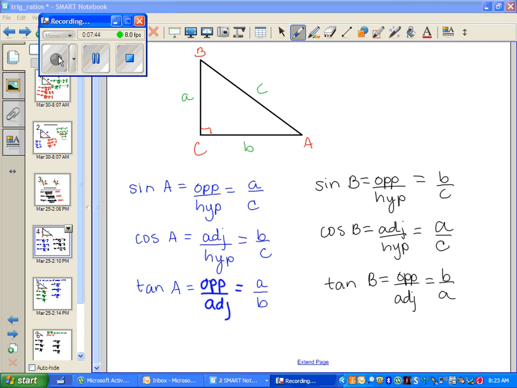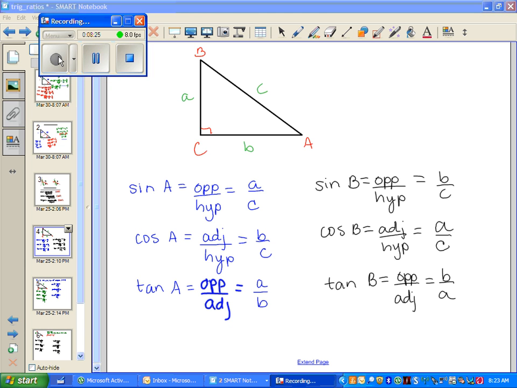All right, so if we look at this slide, we can see what I just talked about in a little more detail. If you're looking at angle A, the side opposite A is the little a, our leg A, and the hypotenuse is always C. If we look at cosine of angle A, the side adjacent to A is the leg that we're calling B in this case, and the hypotenuse is always C. And if we're looking at tangent of A, that's opposite over adjacent, and opposite of A is little a, and adjacent to A is little b, so you get the ratio A over B.